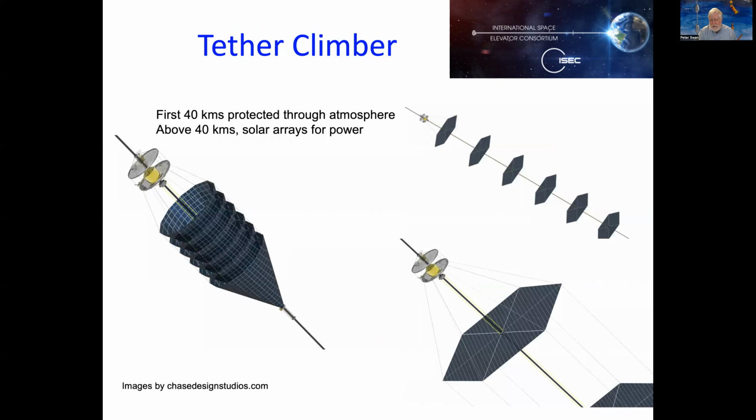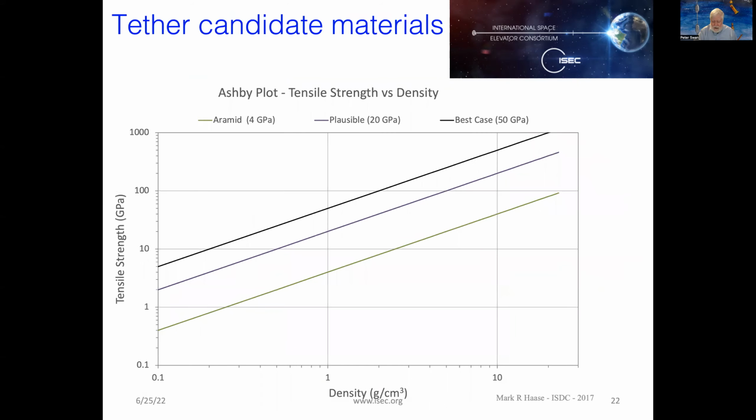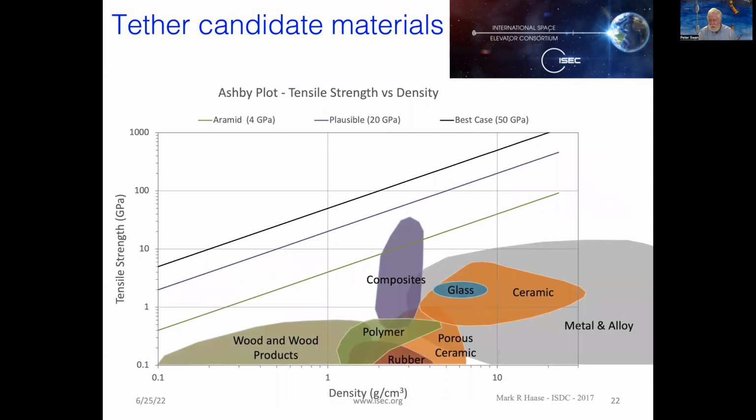Okay, here's just a concept. We've got lots of concepts. A whole bunch of people have ideas. This is just one concept on the tether climber. Now we're looking at the tether material. When we started, the carbon nanotube was the idea, and it would beat all the normal materials in strength to weight.